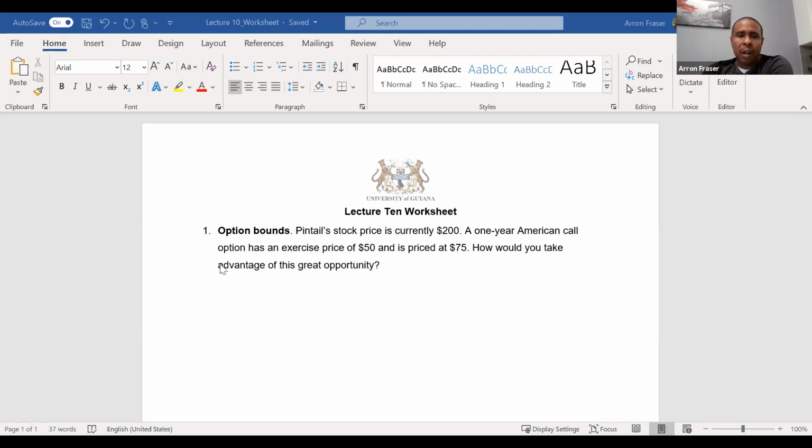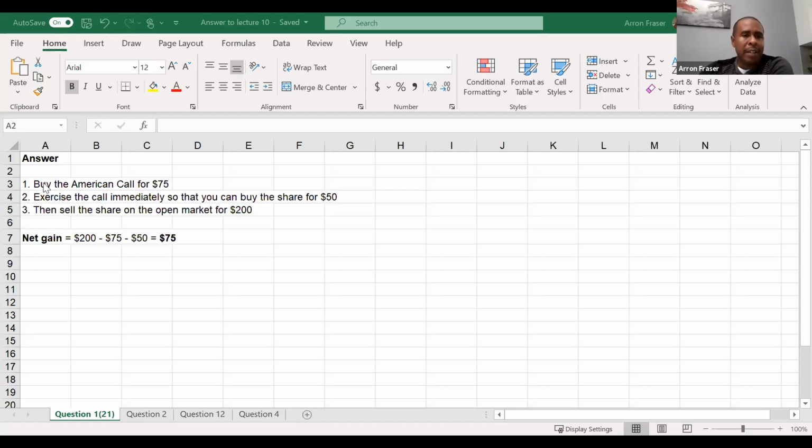So the 1-year American call option has an exercise price of 50 and it's priced at $75. So you'll pay $75 for the call option. The exercise price is 50. How would you take advantage of this great opportunity given that the stock price is currently $200? The way we do that is, you buy the American call for $75. So you buy the option to purchase the share for $50.